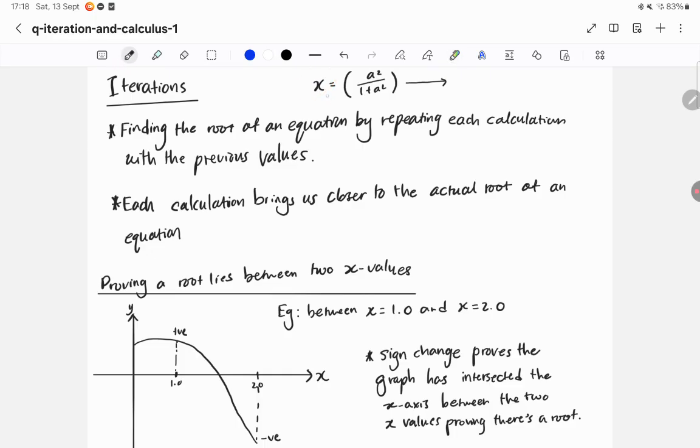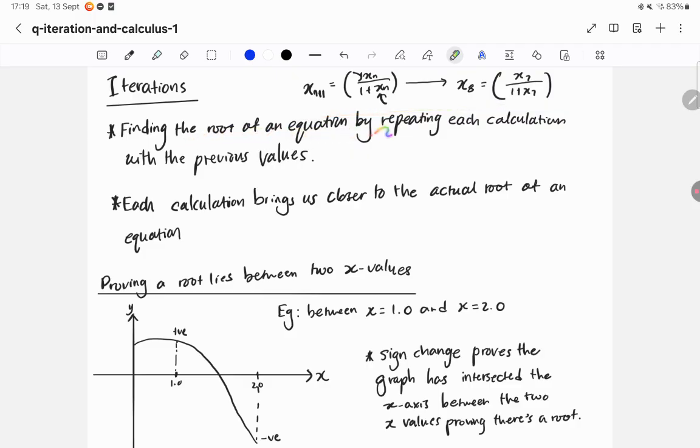So that's why we see most formulas are written as x_{n+1}, sorry, x_n, because whatever value is subbed in here is the value found in the previous calculation. So for example, to find the 8th iteration, we will use the value of the 7th iteration. Okay, so that's basically what iterations is.